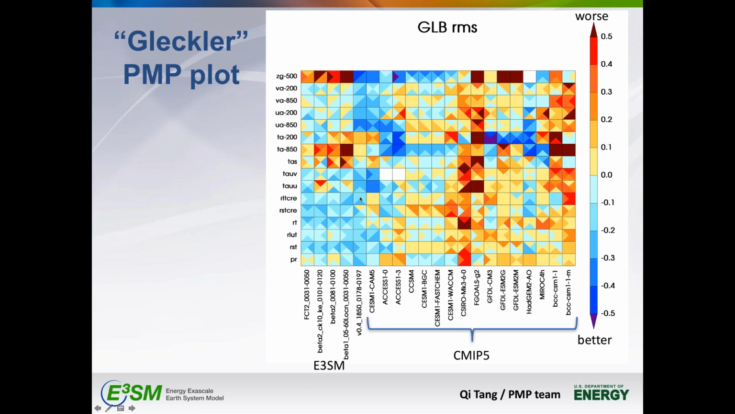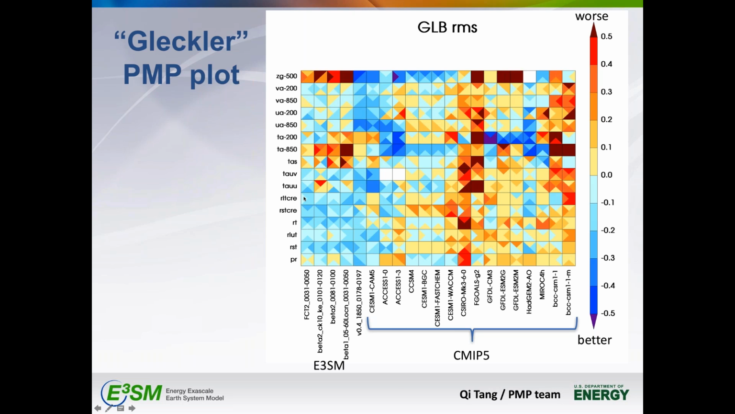So V0.4 here is a very good model. You see a lot of blue and a couple of areas where it's kind of middle of the road, but overall it's an excellent model. And we know that we started with the CSM version that was very good. And then those are a few versions of E3SM, Beta 1, Beta 2. This was a sensitivity test on Beta 2, and this is the latest and greatest Beta 2 FCT2.